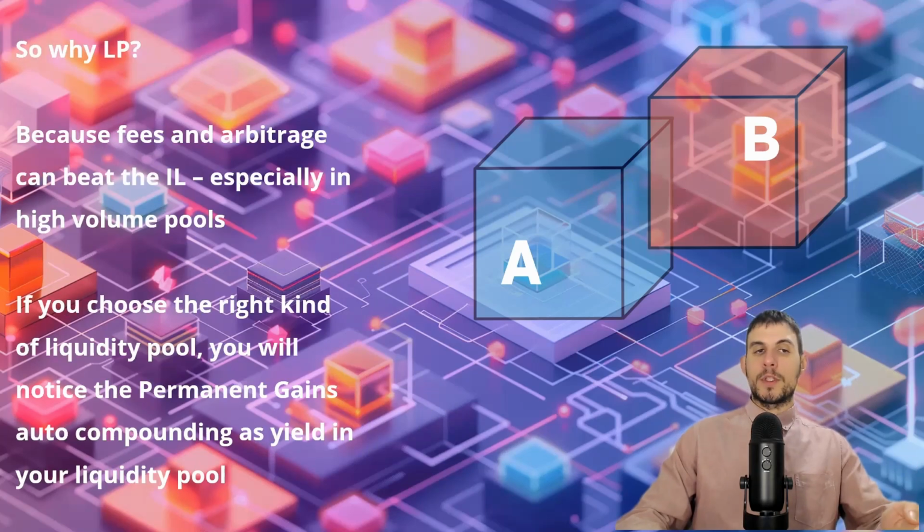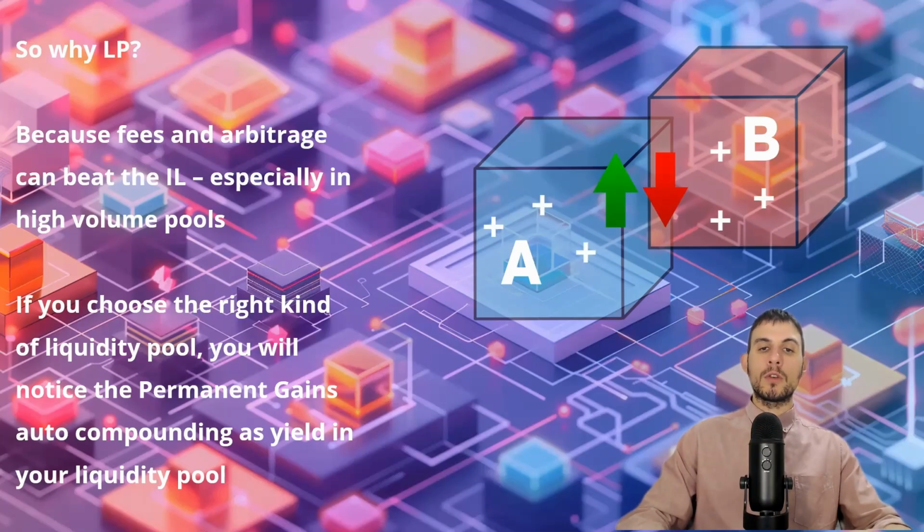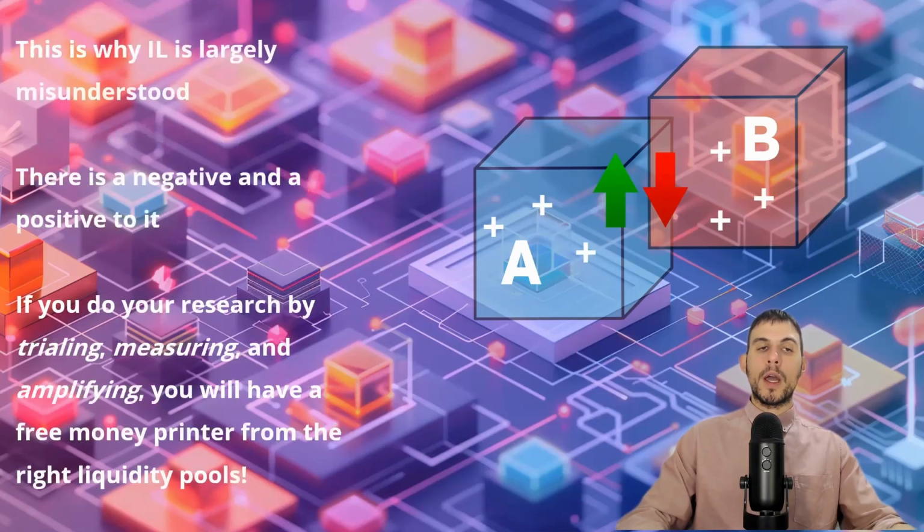So why provide liquidity? Because fees and arbitrage can beat the impermanent loss, especially in high volume pools. If you choose the right kind of liquidity pool, you will notice the permanent gains auto compounding as yield in your liquidity pool. This is why impermanent loss is largely misunderstood. There's a negative perception and a negative bias towards liquidity pools, but nobody considers the positive perspective. If you do your research properly and you trial, you measure, and you amplify the successful pool, you'll have a free money printer from the right liquidity pools.